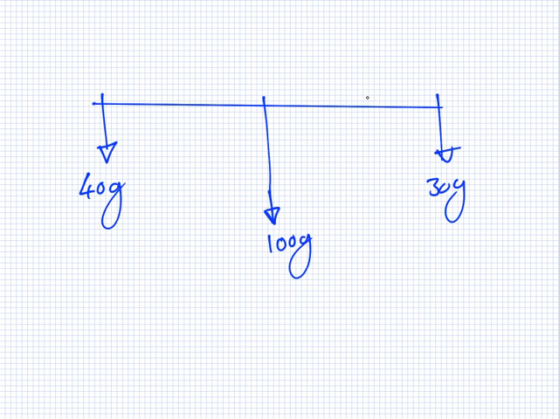So where should we put the pivot? Left, right, middle? Left. Somewhere like here. But then does that make it balanced? Well, we don't know where to put it. We want to find where to put it. It's around that area.